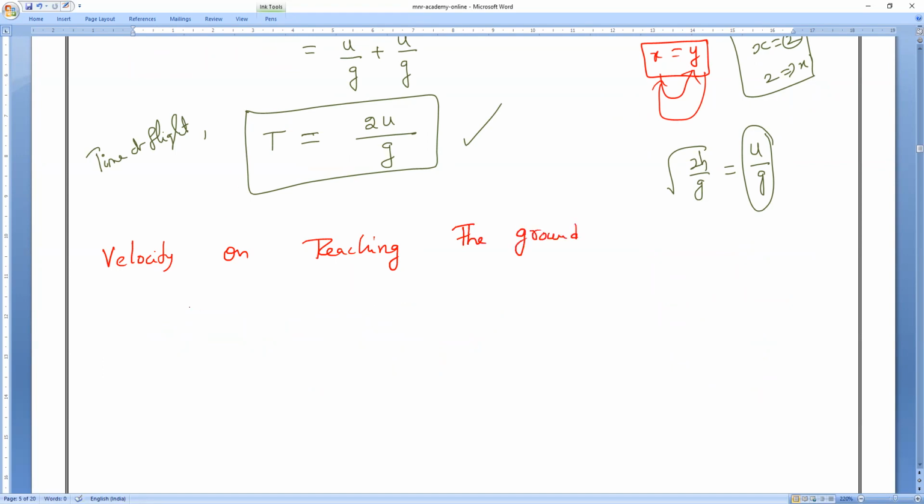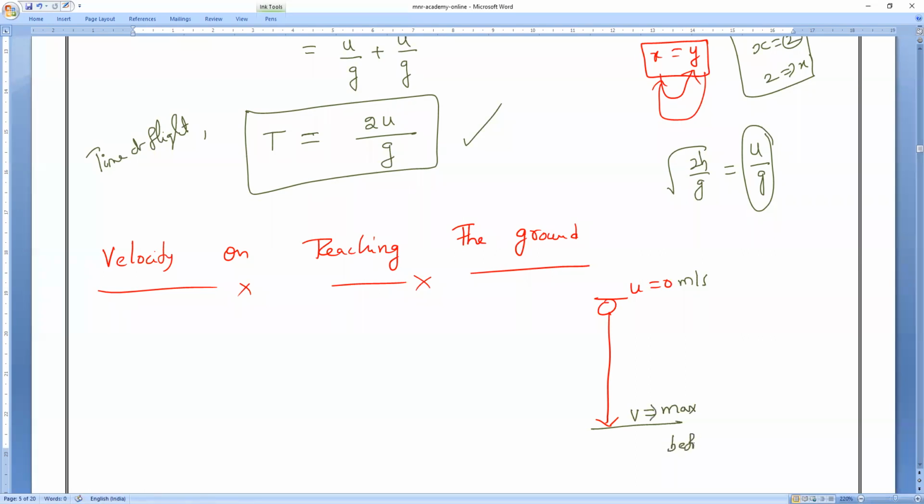So velocity on reaching the ground, we all know. Very simple. The body is coming in the downward direction. Initial velocity is zero. They're asking the velocity on reaching the ground. Before reaching the ground, what is the final velocity? Maximum.